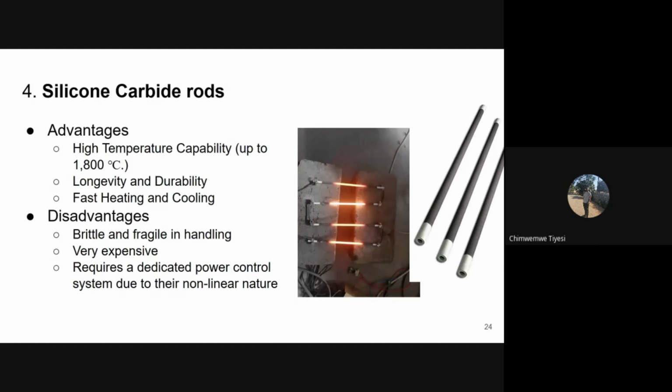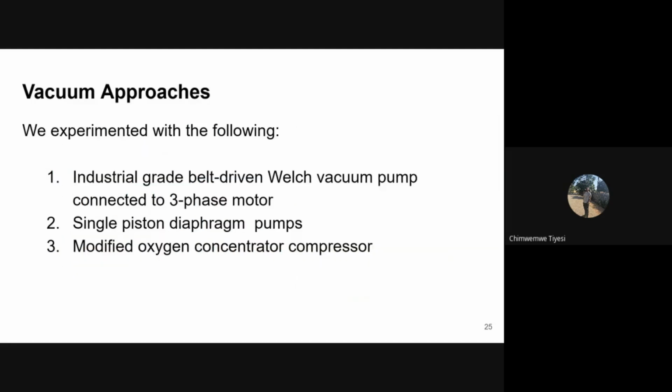One of the main disadvantages of these silicon carbide rods is that they are very brittle and fragile in handling. They are very expensive, and they also require a dedicated power control system due to their nonlinear nature in drawing current. So moving on, I'll talk a little more about the vacuum approaches we used.